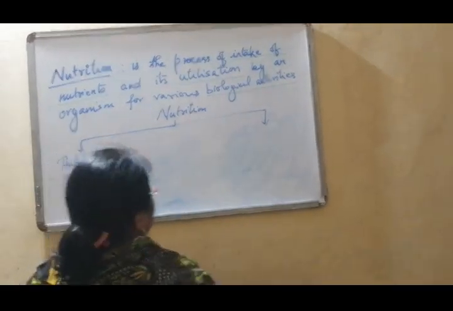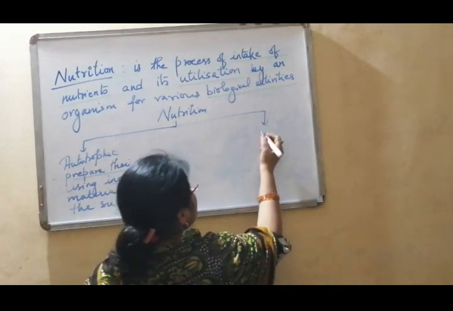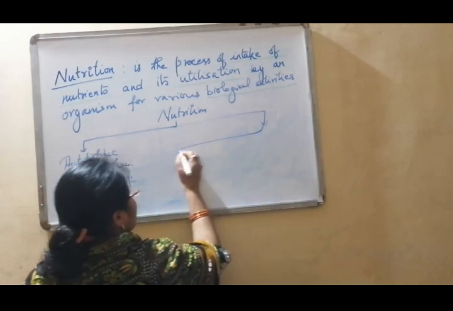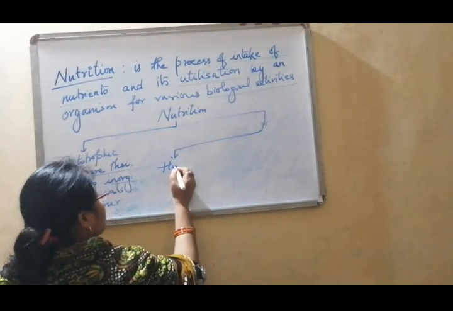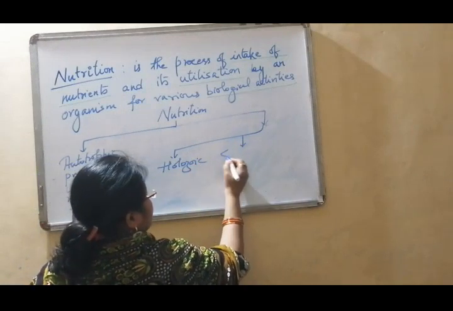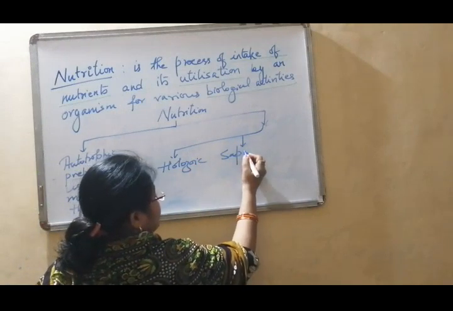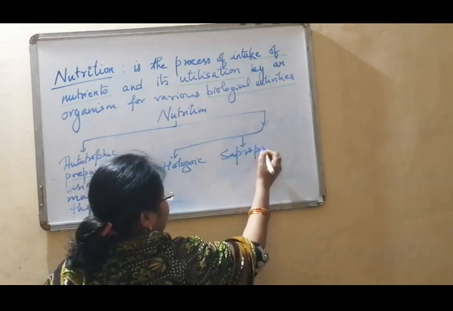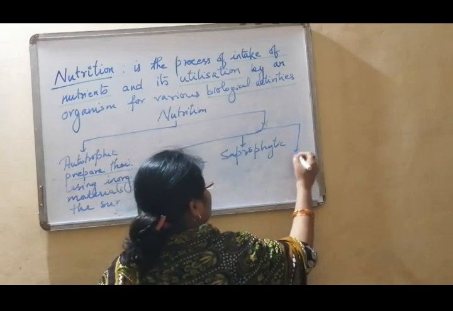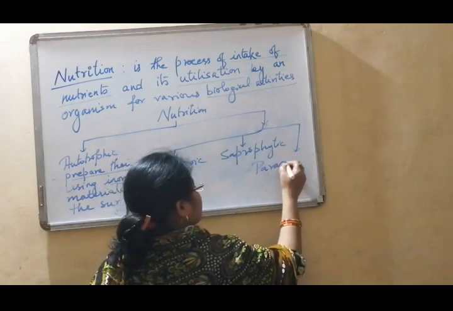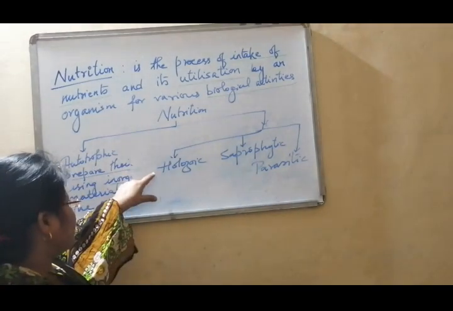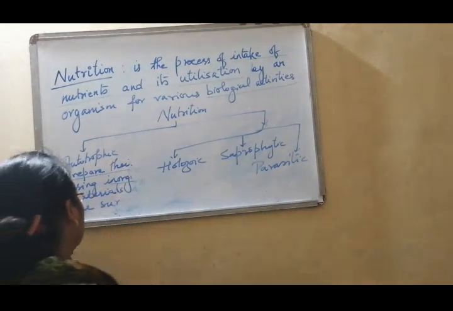Now these heterotrophs are further divided into three modes of nutrition. One is Holozoic, another is saprotrophic or saprophytic, and another is the parasitic mode of nutrition. Okay, now let's first see about Holozoic.